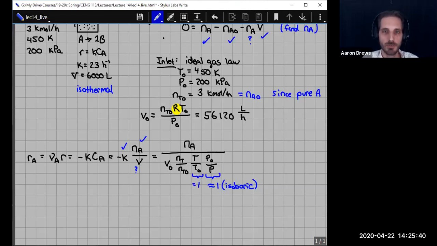Did we drop the k? No, we did not mean to drop the k. Thank you for pointing that out. We didn't mean to drop the negative sign either, so that's supposed to be there too.